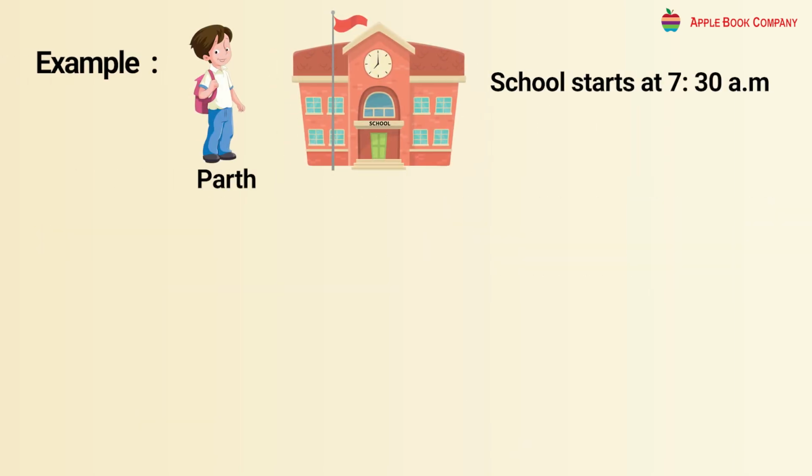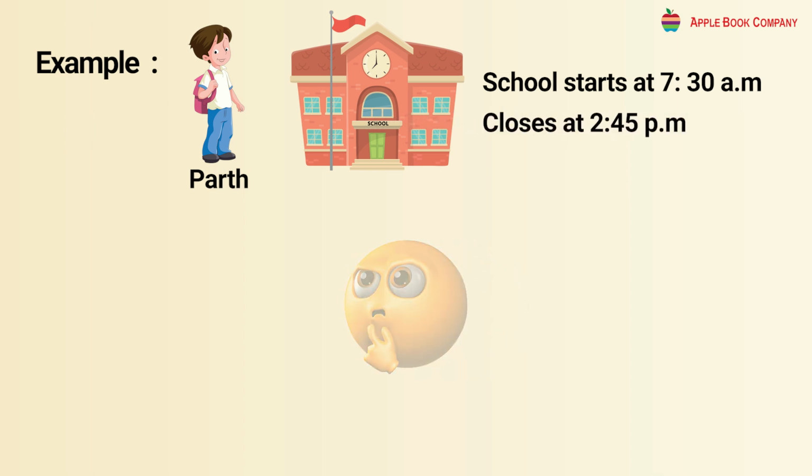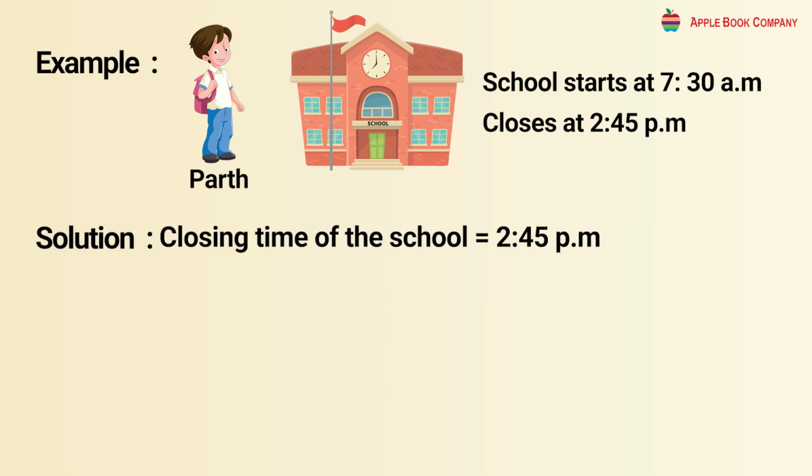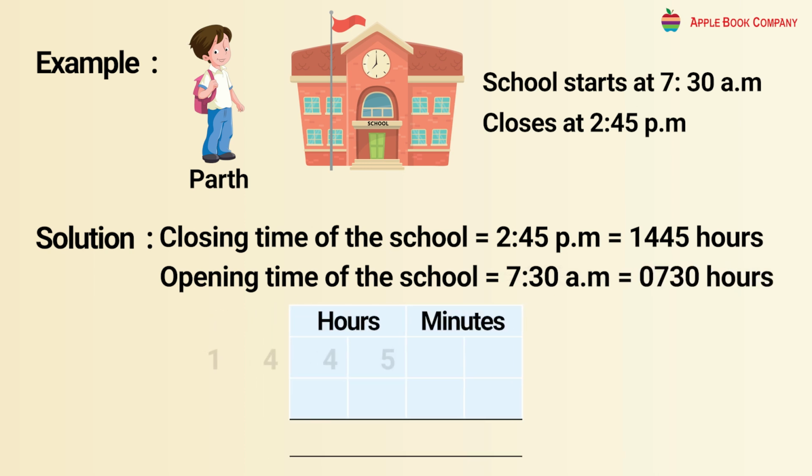Example: Perth's school starts at 7:30 am and closes at 2:45 pm. Find the working hours of the school. Solution: closing time of the school equals 2:45 pm, which equals 14:45 hours. Opening time of the school equals 7:30 am, which equals 0730 hours. Working hours of the school equals 14:45 hours minus 0730 hours. Therefore, working hours of the school are 7 hours 15 minutes.